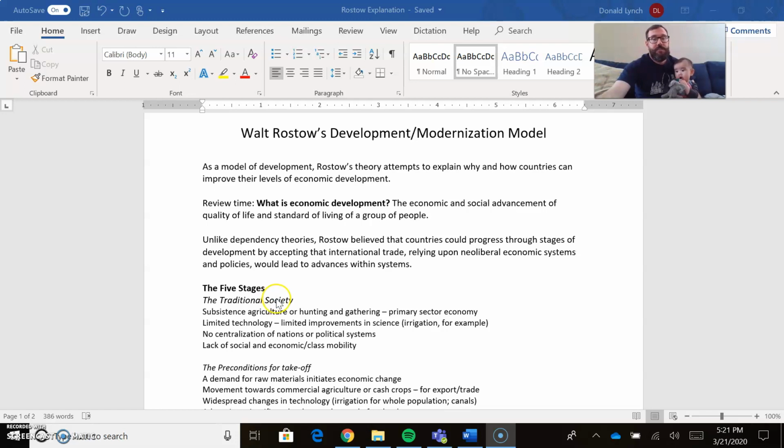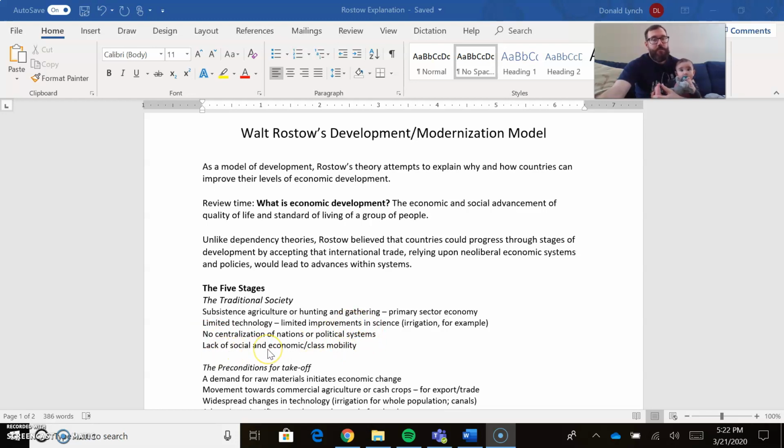The first stage is a traditional society, largely subsistence agriculture or hunting and gathering. And subsistence agriculture is providing food for yourself and your family, not much else for profit. So most of their economy, if not all, is engaged in the primary sector, the extractive industries. They have limited technology and limited access to technological advances in science as well. We have small-scale irrigation, perhaps, but nothing large-scale across the entire country. There's no centralization of nations or political systems, and this is why we have that limited access to technology.